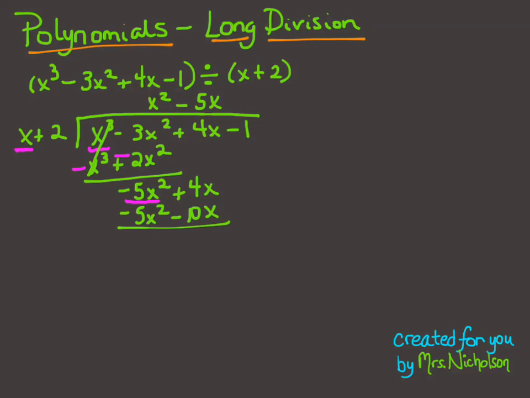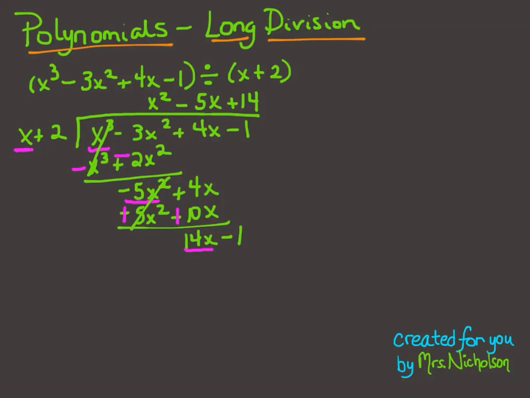I'm going to subtract. And when I subtract, that means changing both signs. So the first one becomes positive and the second one becomes positive. Negative 5x squared plus 5x squared, those cancel out. And 4x and 10x gives me 14x. And I have one more term to bring down, minus 1. So now I'm looking again at the x, and at 14x, what do I multiply times x to get 14x? Well, of course, that would be plus 14.